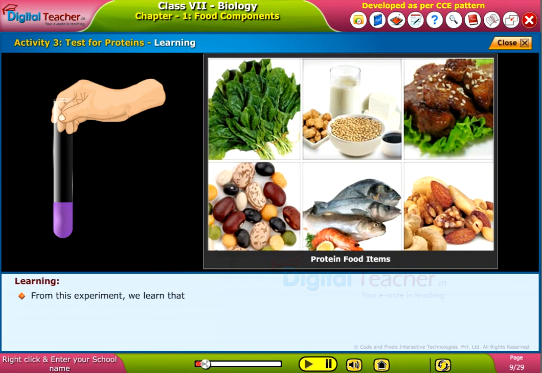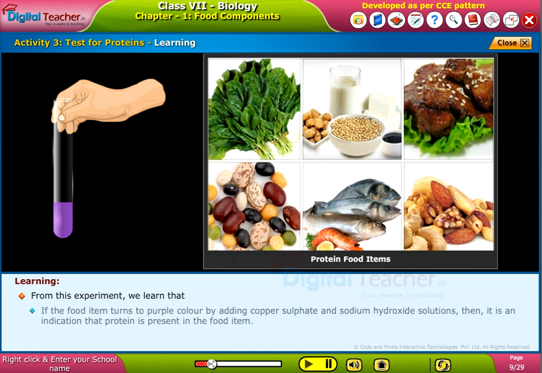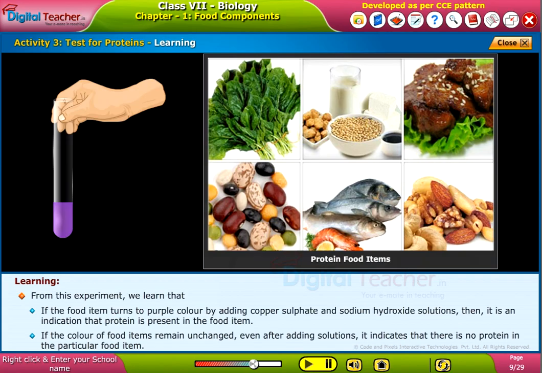From this experiment, we learned that if the food item turns to purple color by adding copper sulfate and sodium hydroxide solutions, then it is an indication that protein is present in the food item. If the color of food items remains unchanged even after adding solutions, it indicates that there is no protein in the particular food item.